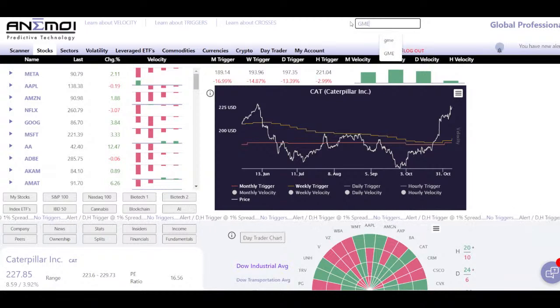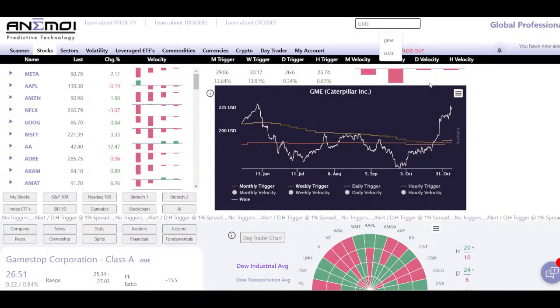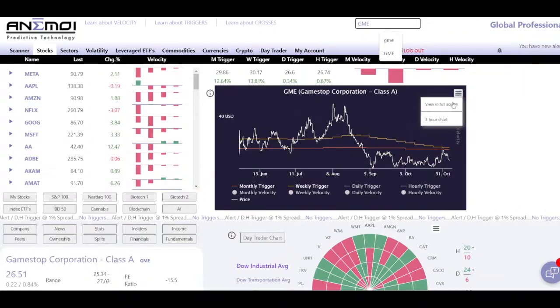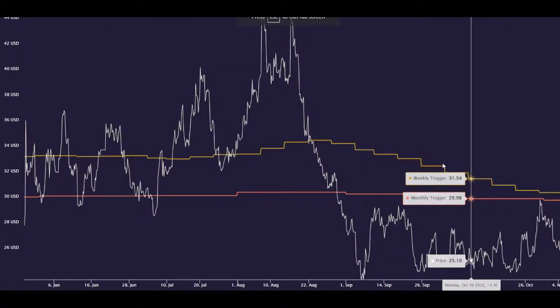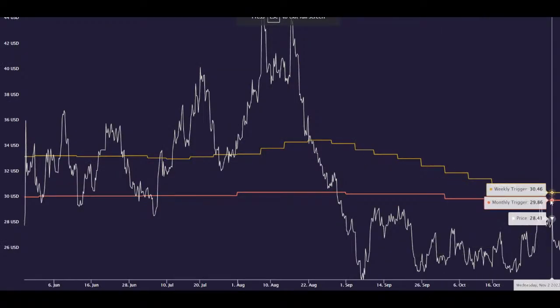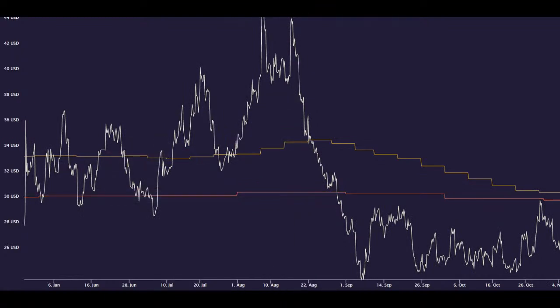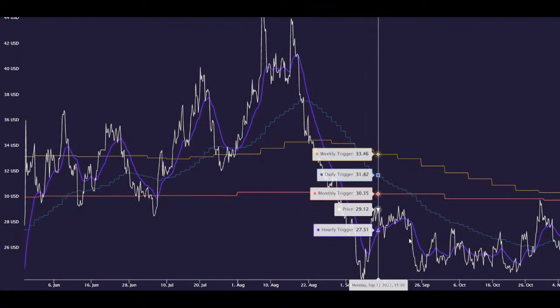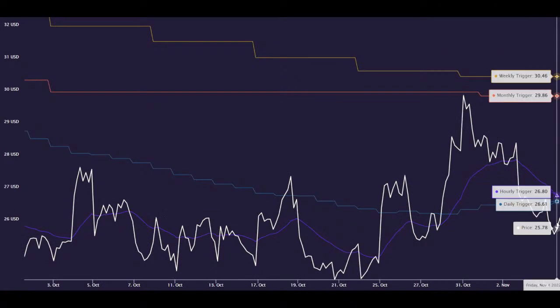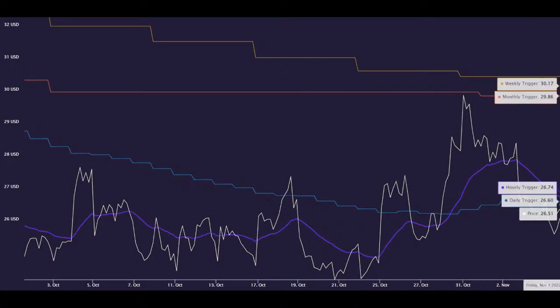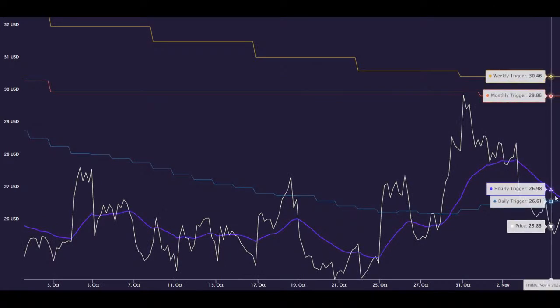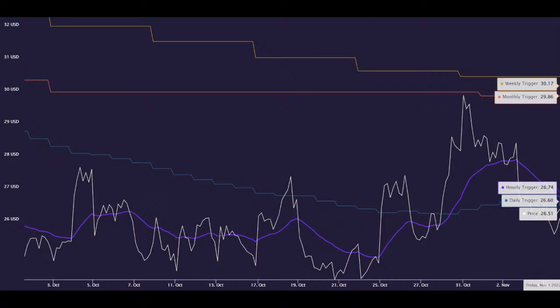If we go back to GME, there's no reason why we can't see almost the exact same thing, and that's where my bull thesis comes in. So you can see the same thing as CAT, the weekly trigger coming down to the monthly trigger, and we have a possibility of this airplane setup forming. So we would need price to pop above 26.74, and then the hourly trigger would start to come up off the daily trigger, leading to a fast market attack of these two triggers up here, 29.86, 30.17.